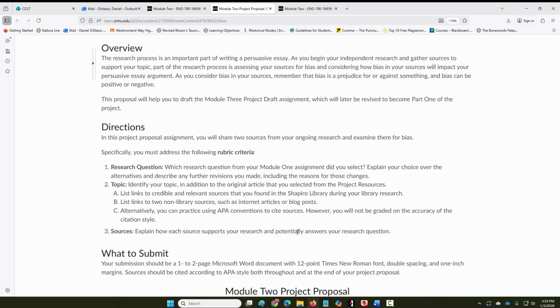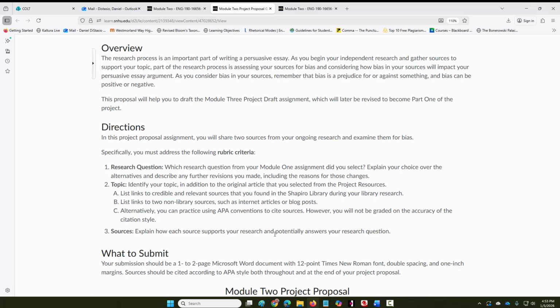Identify the topic in the original article that you selected. Now we're going to list sources. 2 credible sources from the Shapiro Library and 2 additional sources that can be non-library sources such as internet articles or blogs. Remember that down the road, you will need one source that supports the opposing view. So you may want to think about that as you look at other non-library sources.